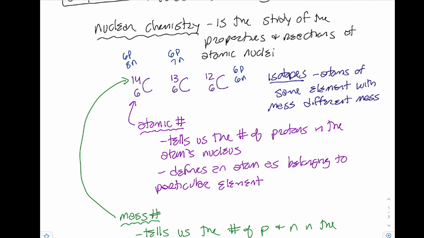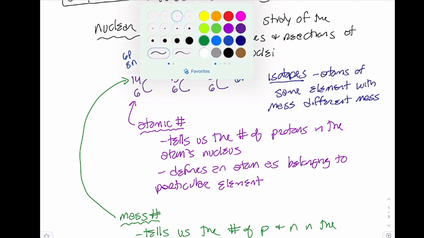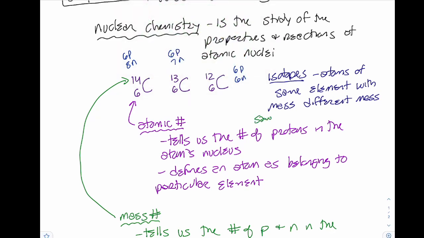So again, my isotopes are all atoms of the same element, so they have to have the same number of protons. If they didn't, they wouldn't be isotopes. And to make their mass numbers different, it's the number of neutrons that we're varying. So you could rewrite your definition for isotopes as atoms that have the same number of protons, which makes them belong to the same element, but a different number of neutrons.